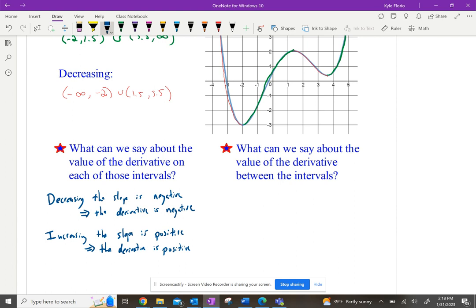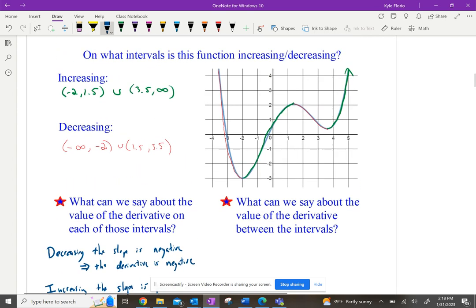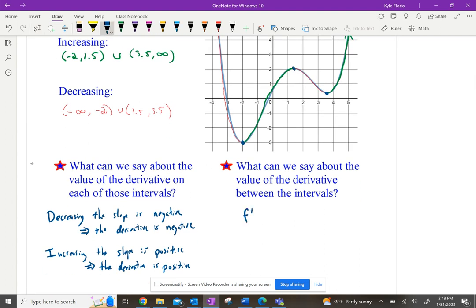Okay. What can we say about the value of the derivative between these intervals? At these points right here, what can we say the derivative is? At those points, the derivative is 0, or the derivative does not exist. In all of these cases, the derivative is 0, but if you had something like this, the function's increasing here, decreasing here, and at that point in the middle, the derivative would not exist. The derivative wouldn't be 0 there. It would be a DNE when you have sharp points.